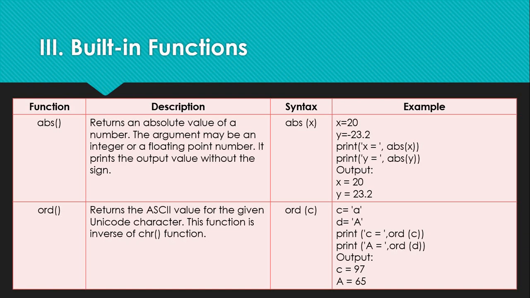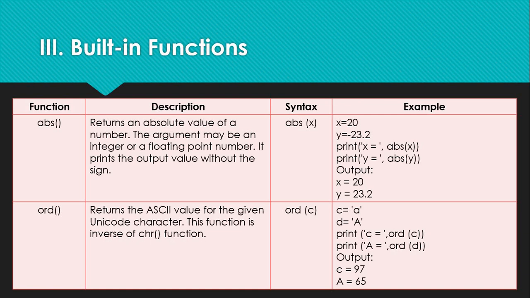To start with, the first is called the ABS function. The ABS function is called the absolute value function, which returns the absolute value of a number. The number can be an integer or a floating point number. What is absolute value? It gives you the modulus value of the number without the sign of the number.